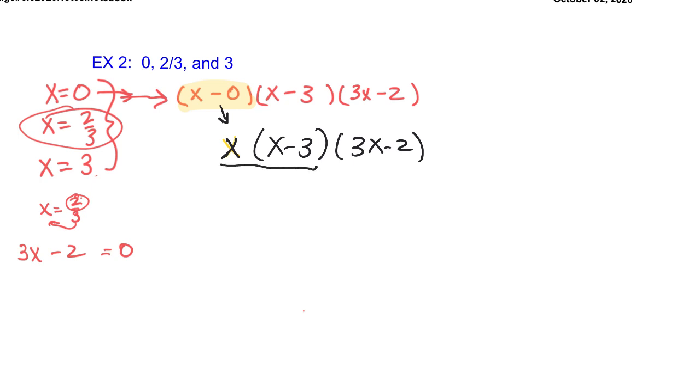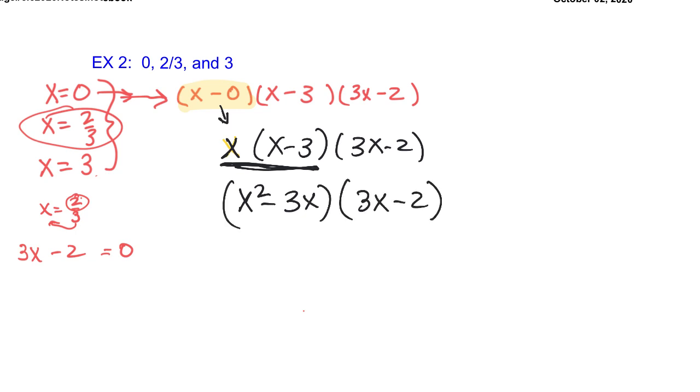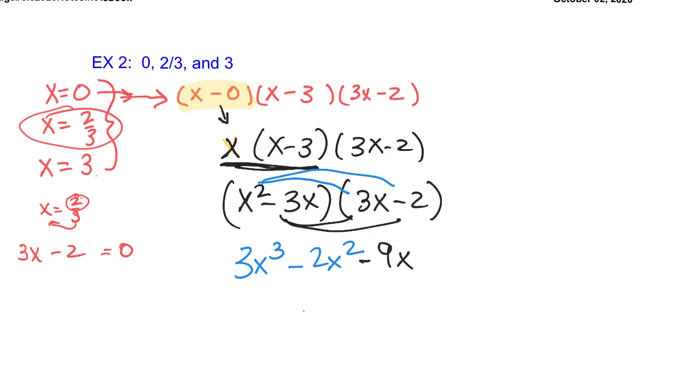So now I can distribute the first two, x squared minus 3x, and now I can multiply those two out. X squared times 3x, 3x cubed. X squared times minus 2. Negative 3x times 3x. Negative 3x times negative 2. Combine like terms.